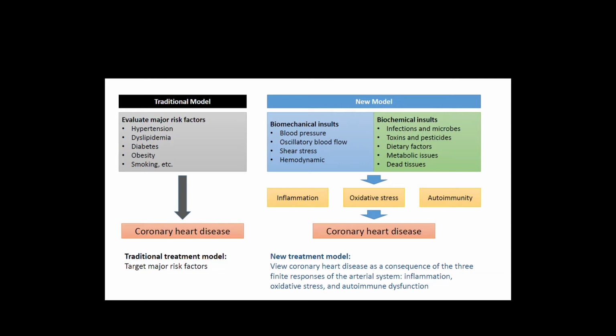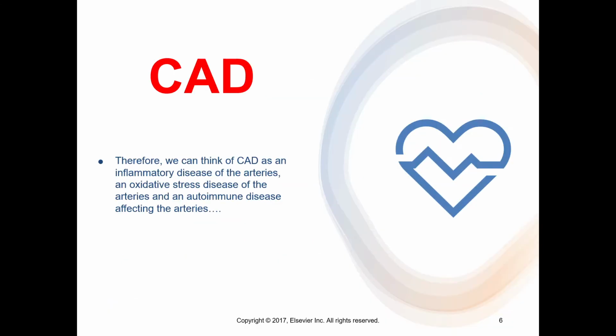The new model is saying, well, let's look at biomechanical and biochemical insults. Biochemical insults, there's quite a few: toxins, dietary factors, metabolic issues, dead tissue in the body, infections, microbes, H. pylori. A lot of these things can lead to the underlying problem at the endothelial level, which is inflammation, oxidative stress, and we believe as well autoimmunity, which affects the artery as well, which then leads to coronary artery disease or coronary heart disease. It's important to start to realize that we're really starting to think about not just the major risk factors, which are very important to keep in mind, but that there are some really three finite responses within the arterial system that ultimately are leading to the problem that we're having. And we'll get into why inflammation, why oxidative stress, and why autoimmune dysfunction happen in the first place.